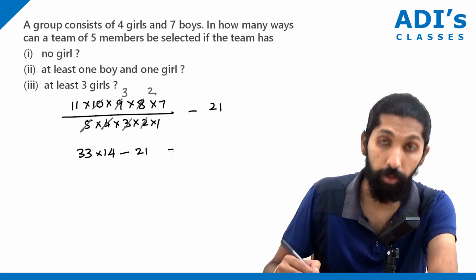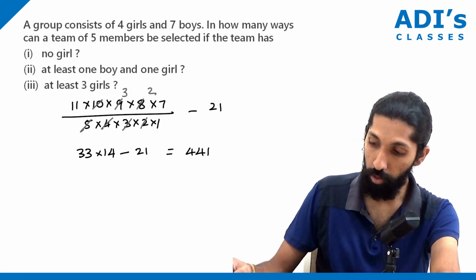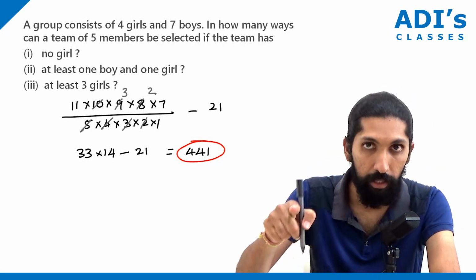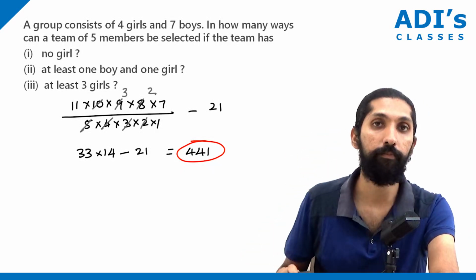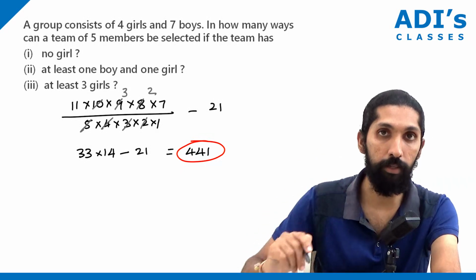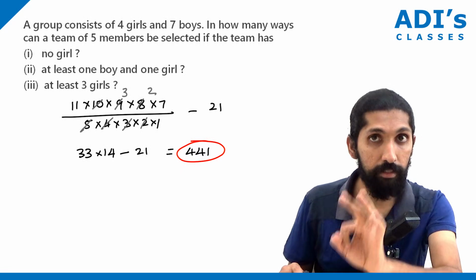Okay, so this is going to give you an answer of 441. So the number of cases where at least one boy and one girl will be there is going to be this. Fair enough? This is the final answer. So this is the answer for the second one. Now we'll go for the third one, at least 3 girls.